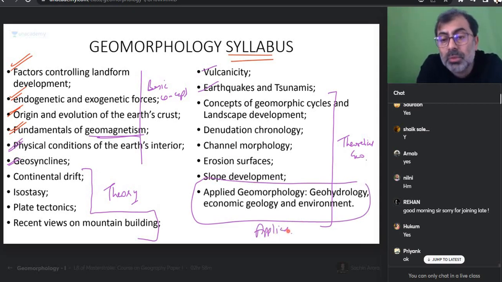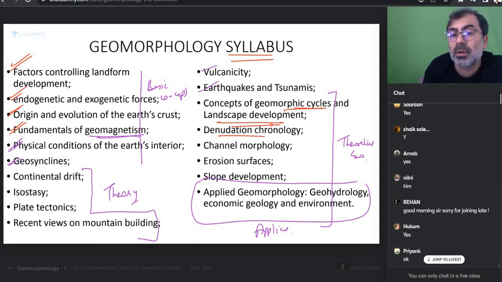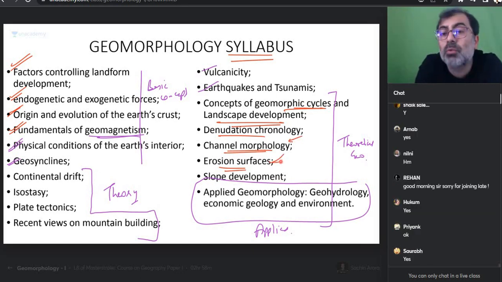Wherever I have too much of theoretical things, and especially denudation, chronology, concept of geomorphic cycles, landscape development, all these things. These are advanced things. Channel morphology, erosional surface. Do you know what is channel morphology? It is related to atmosphere also. Erosional surface is related to atmosphere also. So many things are involved in that.